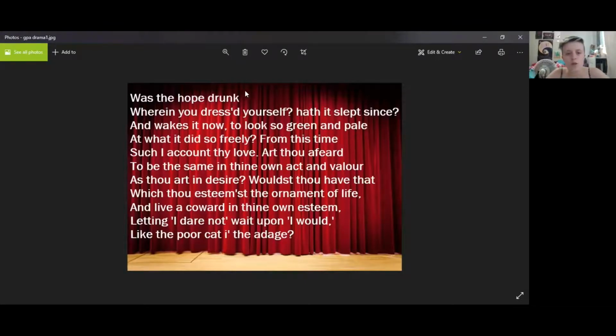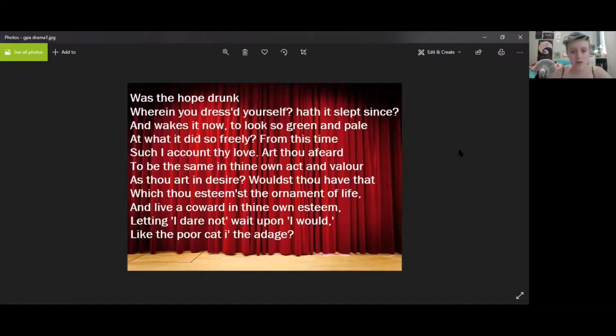So, "was the hope drunk?" No punctuation, continues directly into the next line. But at the end of this line, "hath it slept since?" We see the question mark, punctuation, before the next line. So we're going to find all of those commas, all of those question marks, and use them in reading the monologue. "Was the hope drunk wherein you dressed yourself?" Pause and raising inflection. "Hath it slept since?" Raising inflection, continuing with these questions.